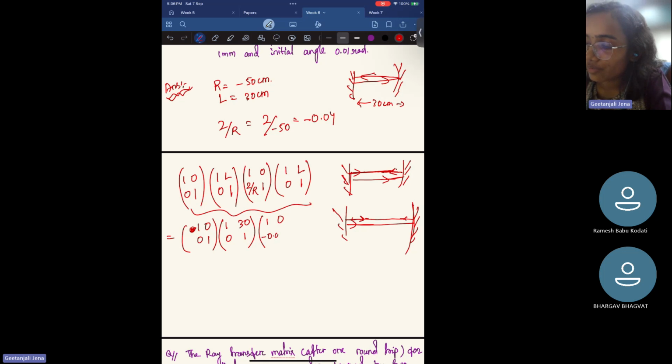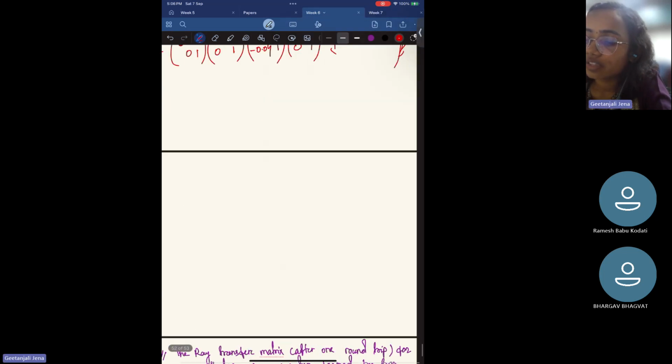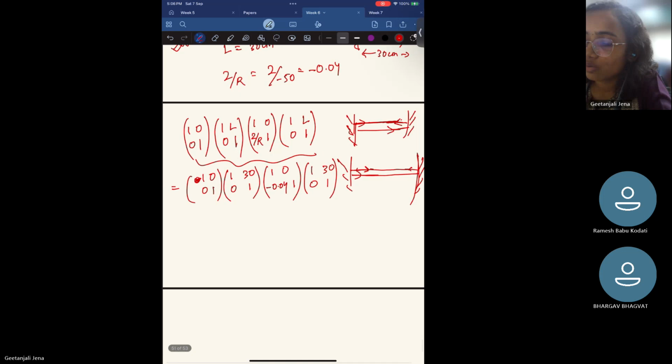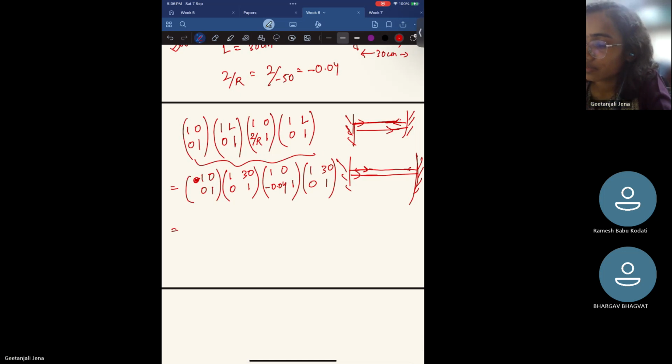So minus 0.04, 1, 1, L. L is 30, 1. Now you have to multiply the matrix only. So let me ask whether everybody knows how to multiply a matrix. If not, then I can explain, or I will assume you know how you can multiply one matrix with the other matrix. So, okay, let me show one step.